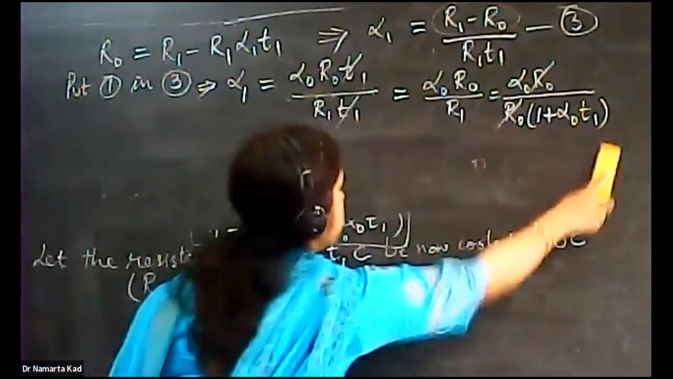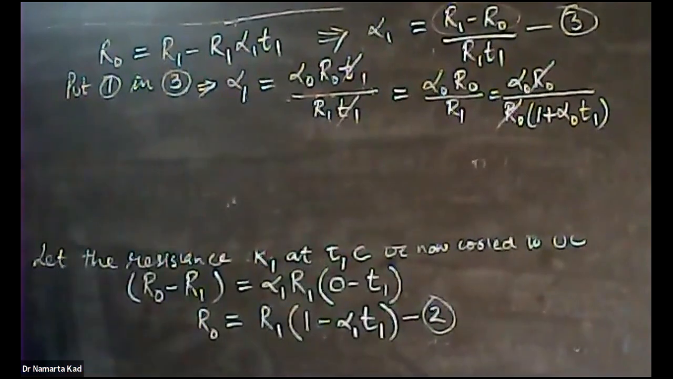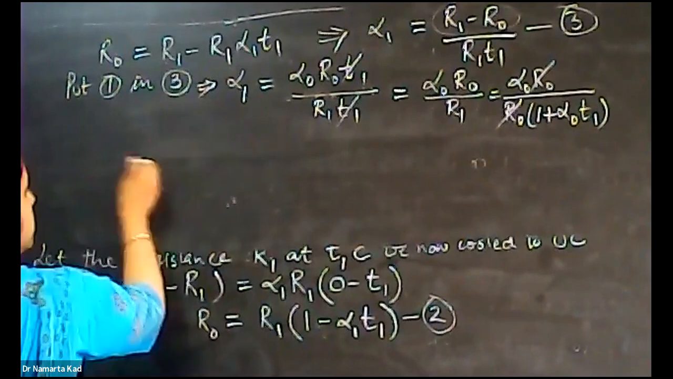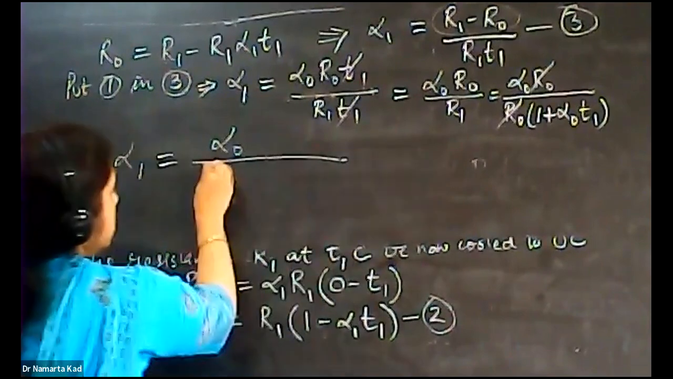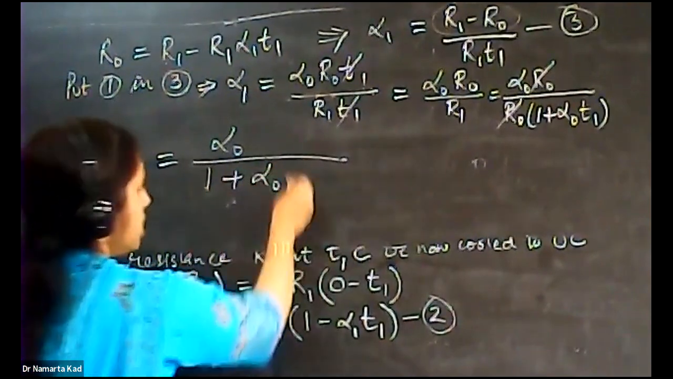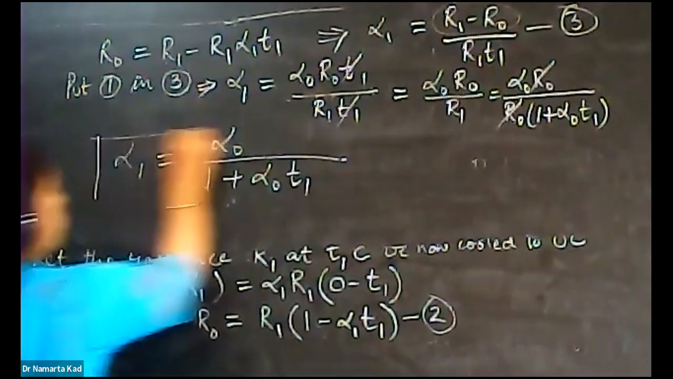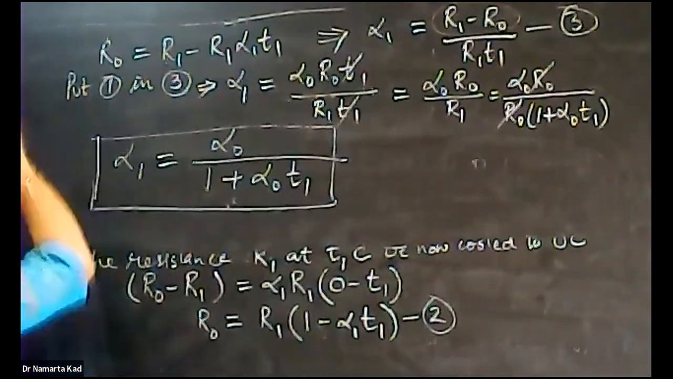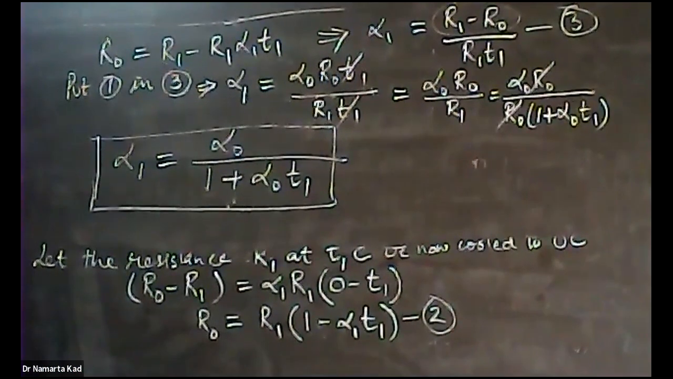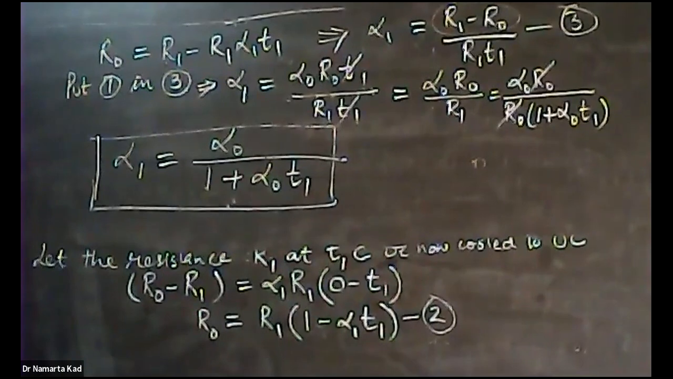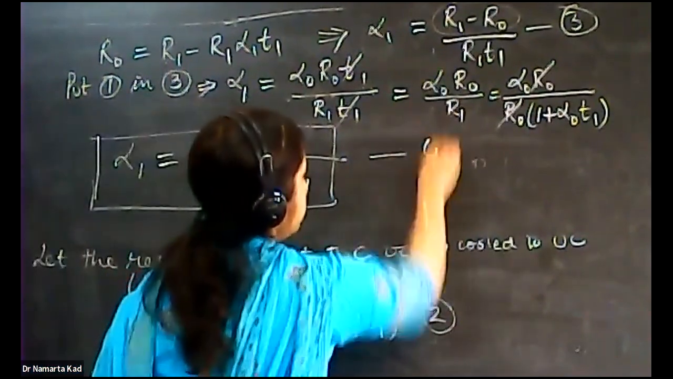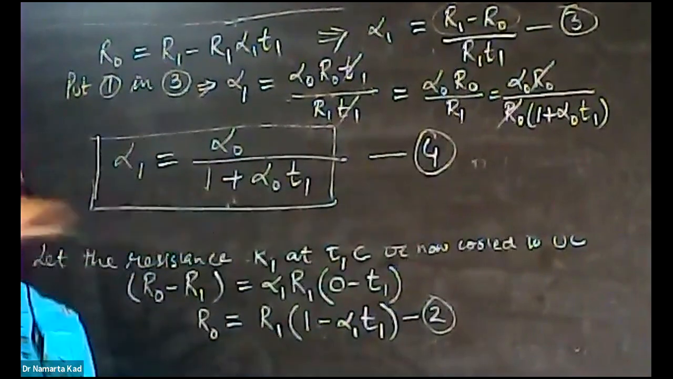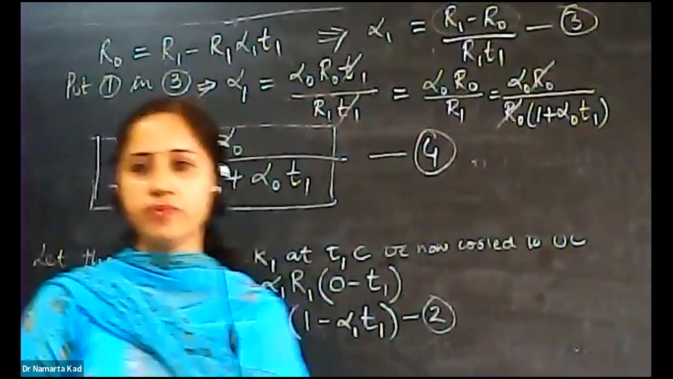So finally the relation between alpha naught and alpha 1 now comes out to be alpha 1 is equal to alpha naught divided by 1 plus alpha naught T1. So this is the final formula that you have to use in the calculations for the relation between alpha naught and alpha 1. Okay, just mark this as equation number 4, because from this equation, we have to continue for our next derivation.